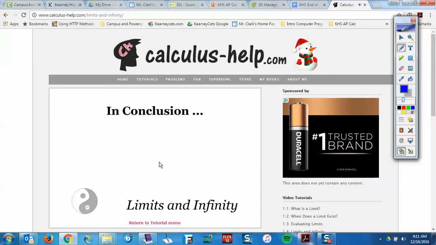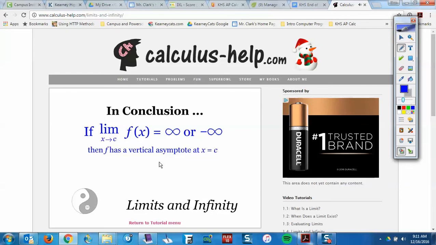In conclusion, if the limit as x approaches c of f of x is infinity or negative infinity, then f has a vertical asymptote at x equals c. Whereas, if the limit as x approaches infinity of f of x equals d, then f has a horizontal asymptote at y equals d.